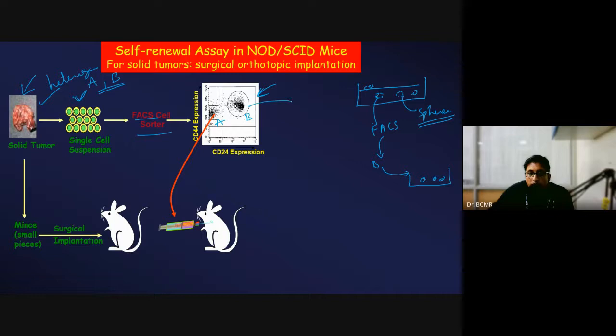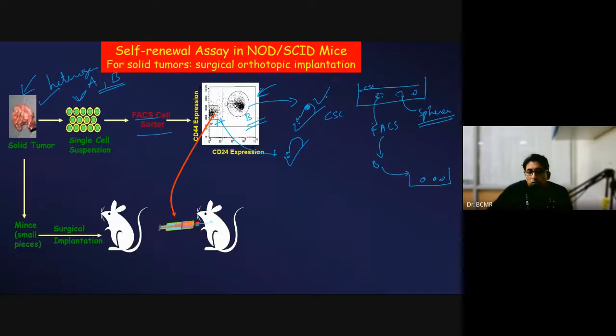So we should take A cells and give them to a SCID mouse, and B cells to another SCID mouse, and see if they can form a tumor or not. If they can form a tumor, then the B cells are the cancer stem cells, and A are not. Okay.